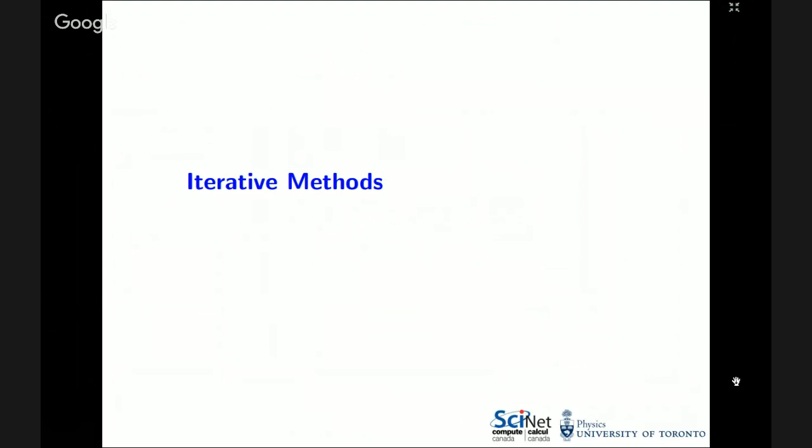Okay, so we are going to continue with the quick review of linear algebra today. I think that last class we just started the iterative methods. So any questions from what we saw last week?